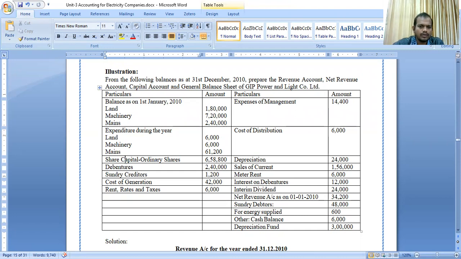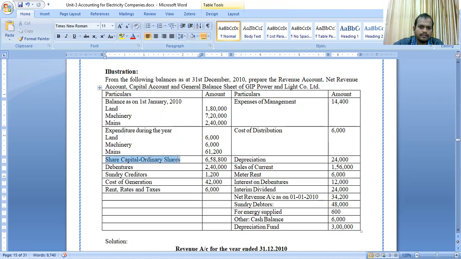So: share capital, debentures, sundry creditors, cost of generation, rates and taxes. For the information, this is the capital expenditure. So we'll show this opening balance out of three columns in the first column, which is having opening balances, in the capital account, the first part of the balance sheet, and the expenditure during the year in the second column of the capital account in the expenditure side. This is the debit side.